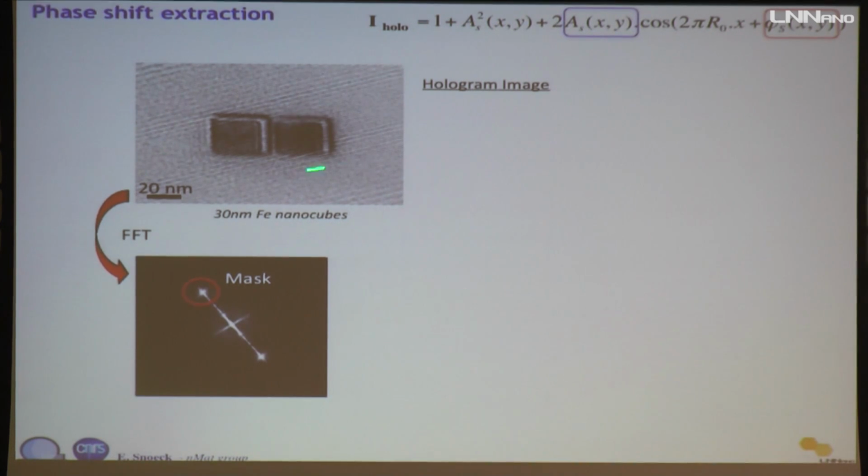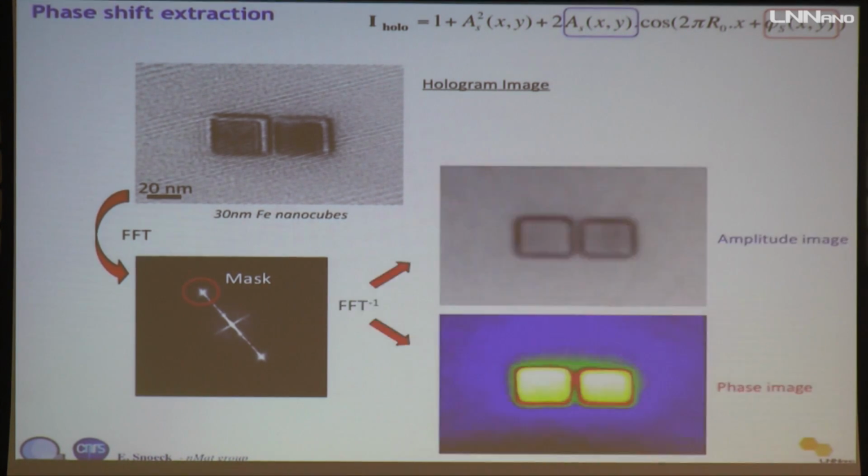So we make the Fourier transform of these holograms, and then we get these two spots which correspond to these fringes, which are the interference fringes of the hologram. You see that the fringes are bending close to the materials. If they are bending, it means that they are phase shifted, and this is actually the phase shift of these interference fringes that we are interested in.